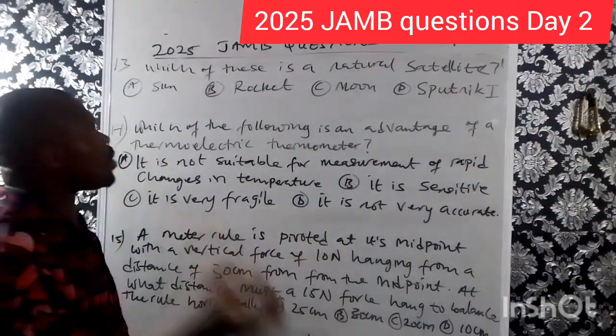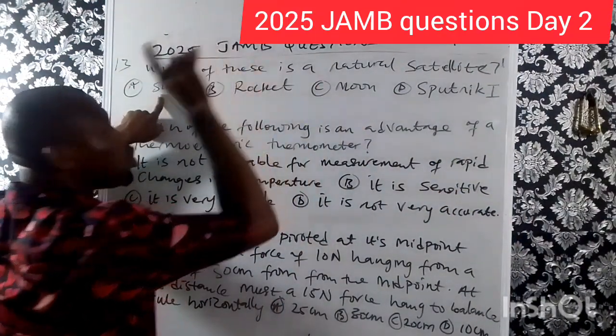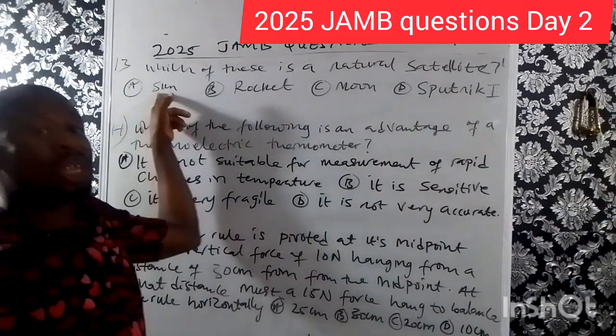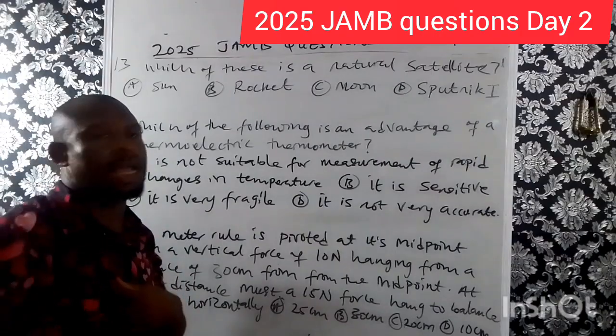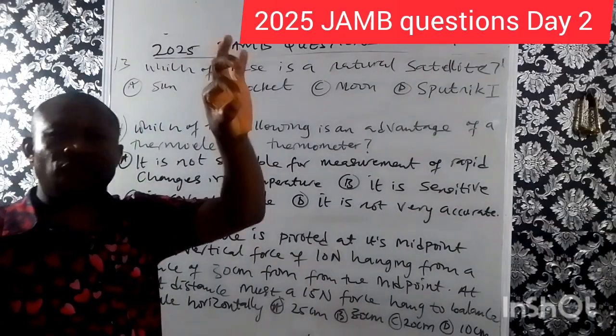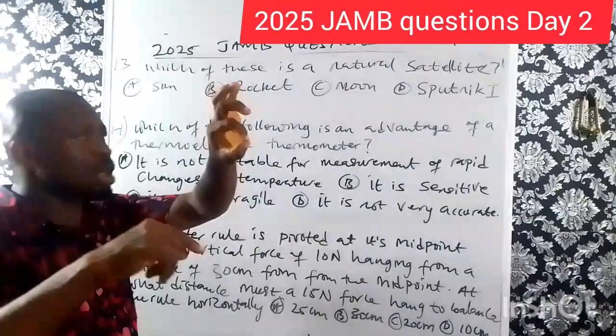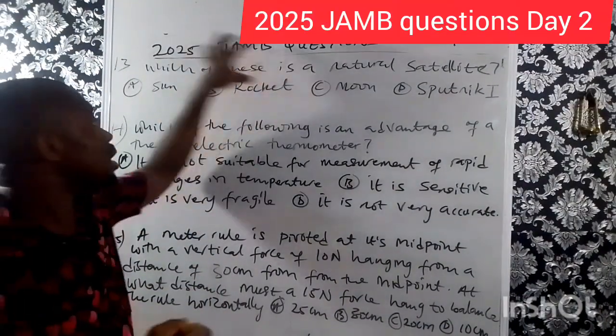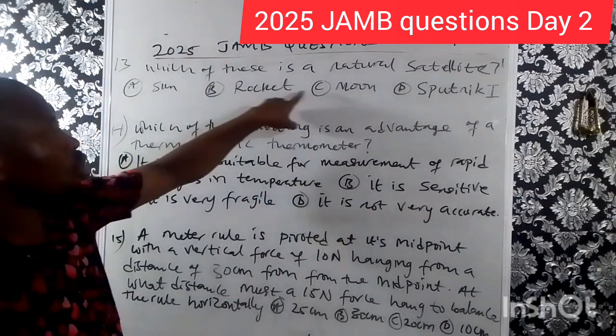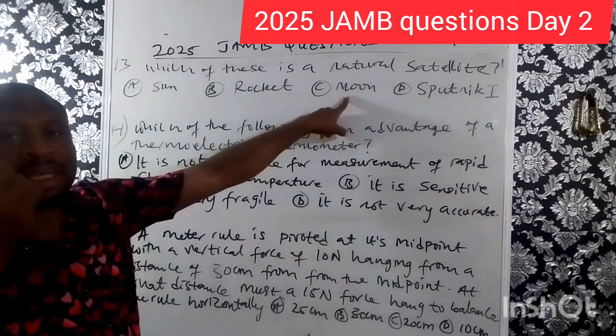Now what is remaining is the sun and the moon. And of course, the sun is not a satellite. A satellite is just an object that orbits another. The sun is just at one focus. It doesn't orbit. It is only the moon. Of course, the moon is a natural satellite that orbits the sun. Therefore, the correct answer option there is the moon.